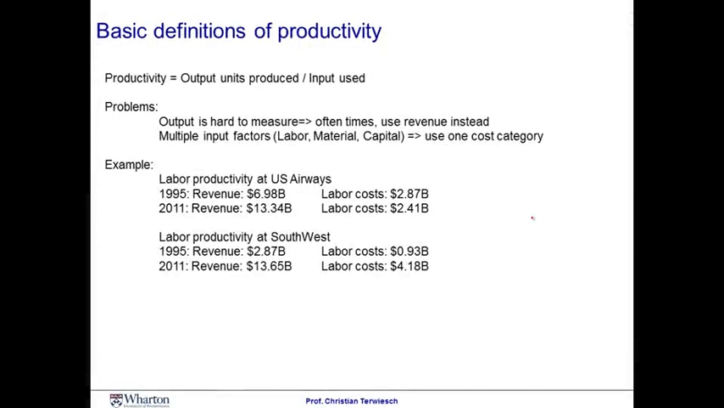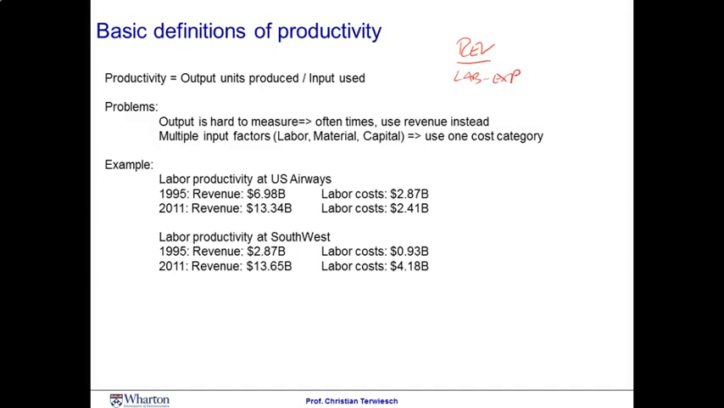We define productivity as the ratio between output and input. Oftentimes, however, it is difficult to measure output, so it is common in productivity analysis to use revenue numbers instead. We also often have multiple input factors, such as labor, materials, capital, and other things. One way to avoid adjusting for these multiple categories is simply to define one productivity ratio for each category. For example, we can speak about the labor productivity as the ratio between revenue and labor expense.